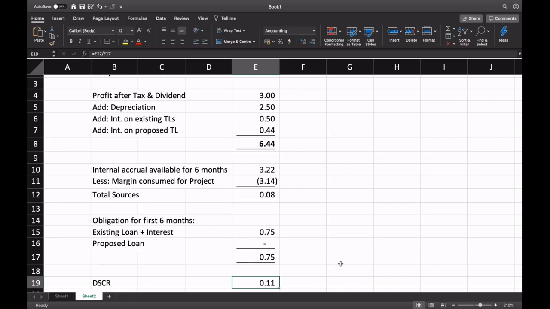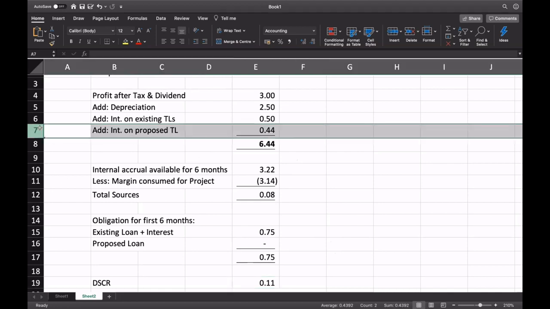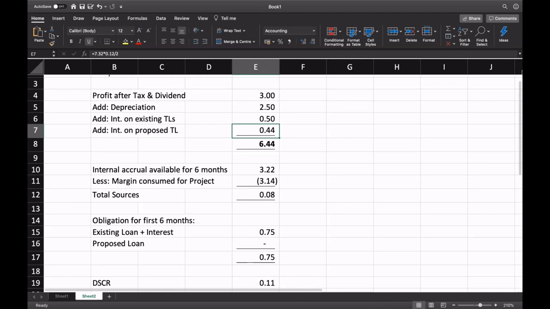What is the minimum DSCR we say? It's 1.5, 1.75, and here it is 0.11, absolutely not acceptable. Some of you might still have a doubt about why I'm considering this, because in the first 6 months period there is no interest on the proposed term loan. I agree with you. If that is the case, if I delete this, let's see what happens. If I delete this, I get the internal accrual as 3 crore and I have to take half of it. Then if I look at it from that angle, it will be an even different figure.